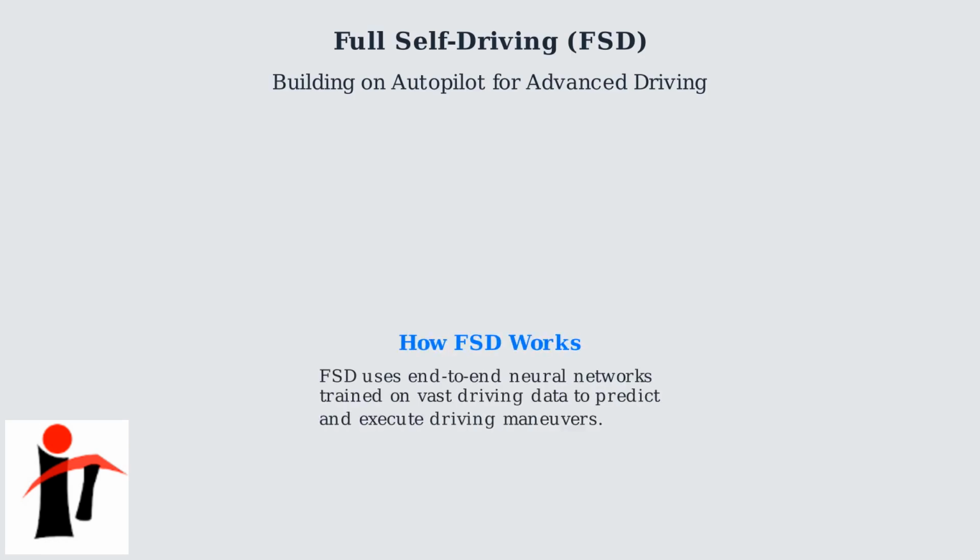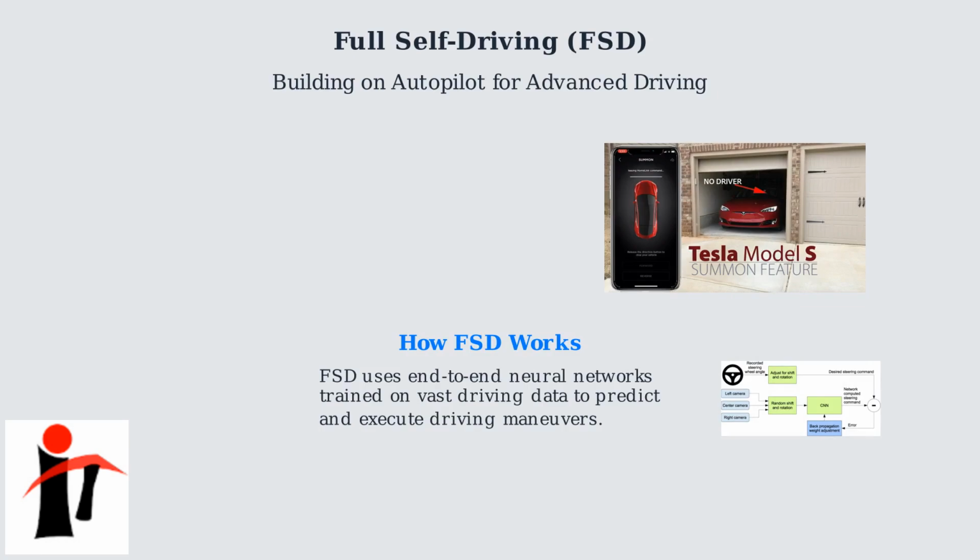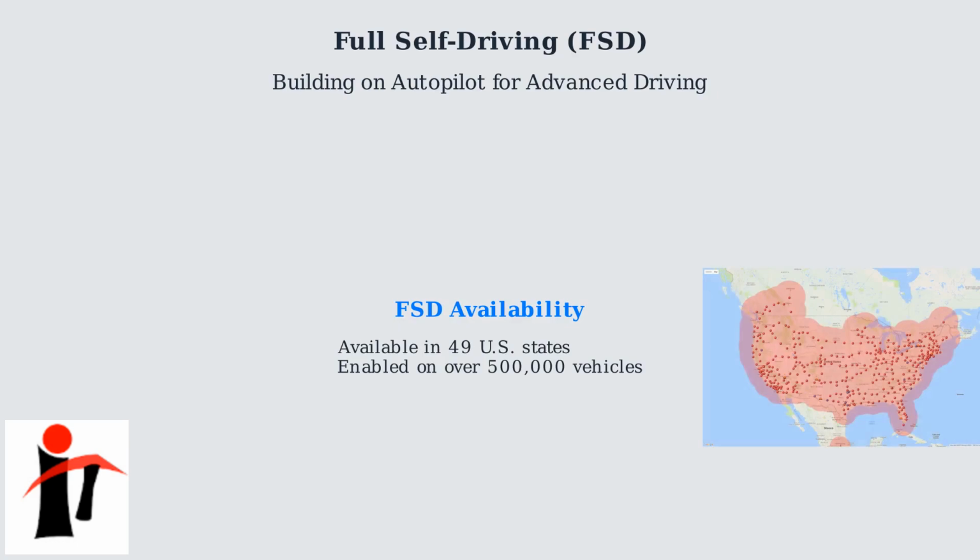FSD operates using end-to-end neural networks trained on extensive driving data, allowing it to predict and execute complex driving maneuvers autonomously. FSD is available in 49 U.S. states and is currently enabled on over 500,000 vehicles.